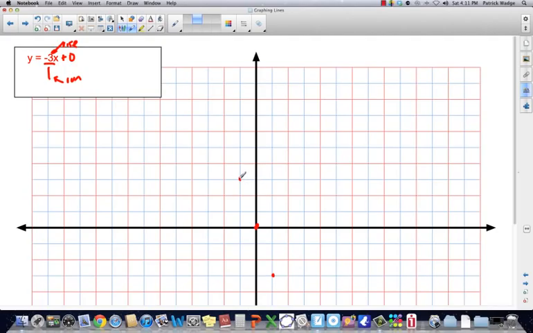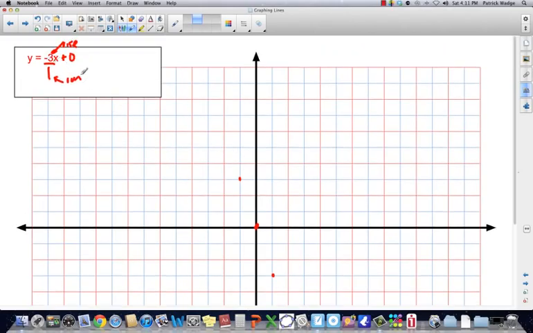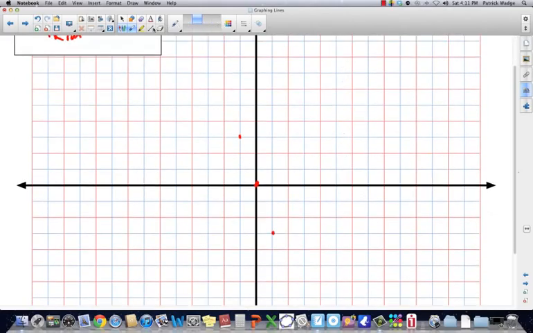The other way I could have done it is I could have gone up 3, 1, 2, 3, and to the left 1. Either way, once you've graphed a few points, you want to look at it. You want to say, is that going to make a positive slope or a negative slope when I join those together? And that's going to make a negative slope. That's what we want. It's negative 3x. So we're good. I can go ahead and get my line.